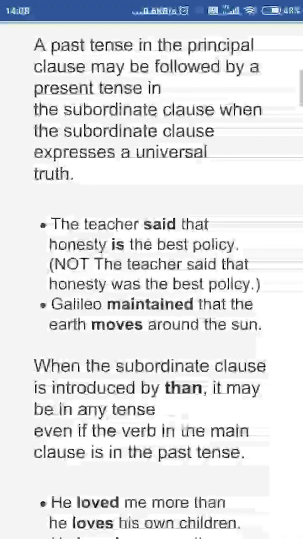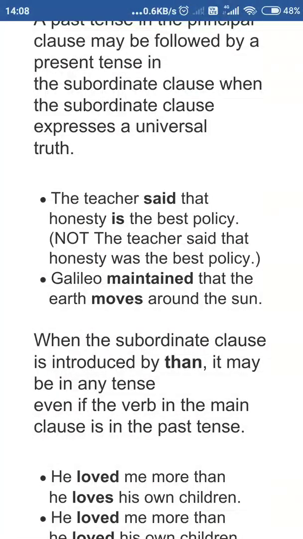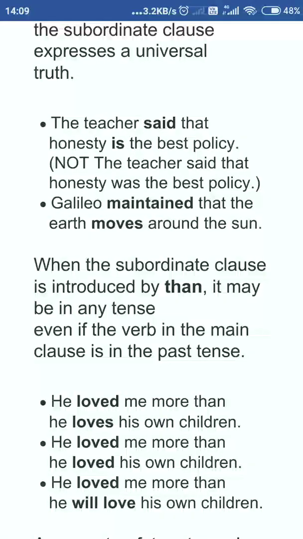Okay? See the example. The teacher said. Which tense? Of course, past tense. The teacher said, now here, that honesty is the best policy. Look here, this is in present tense. We have done this in narration. When we studied direct and indirect narration, we have already done this. You cannot say the teacher said that honesty was the best policy. Meaning will change completely. You know very well. In the second sentence, Galileo maintained that the earth moves around the sun. Again here, Galileo maintained, past tense, and the earth moves around the sun, present tense.